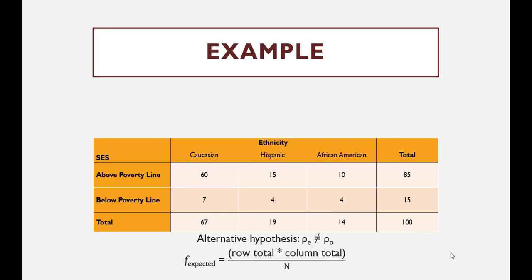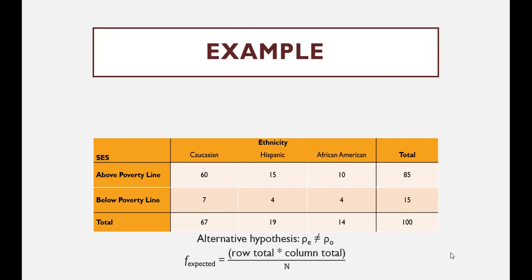So we have these observed variables, and that's simply the counts. How many Caucasian individuals were above the poverty line, poverty threshold? And so we see that there were 60 of them. Now the next question is, what about those frequency expected? So we talked that there's this deviation, this difference between the frequency observed and the frequency expected.